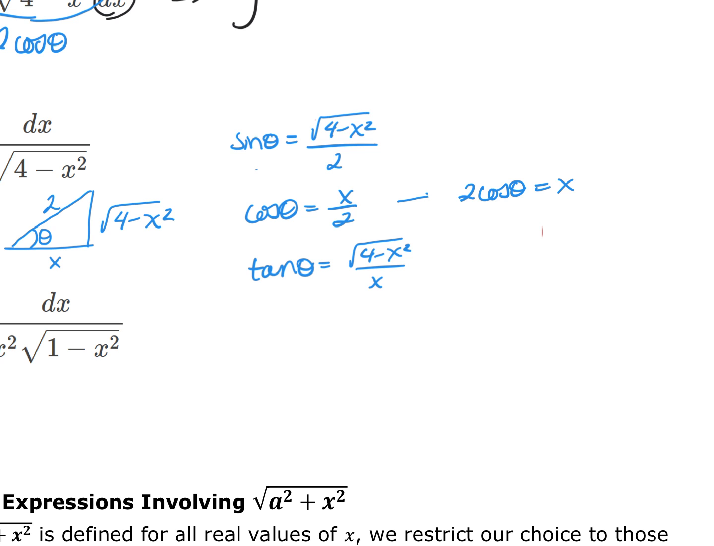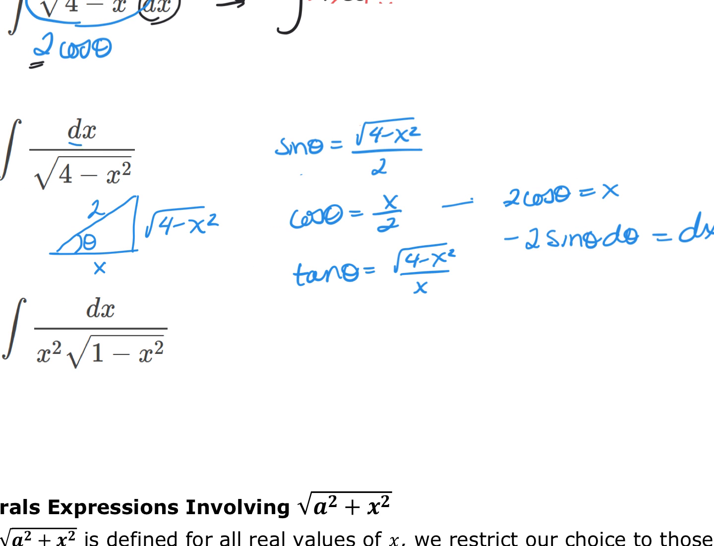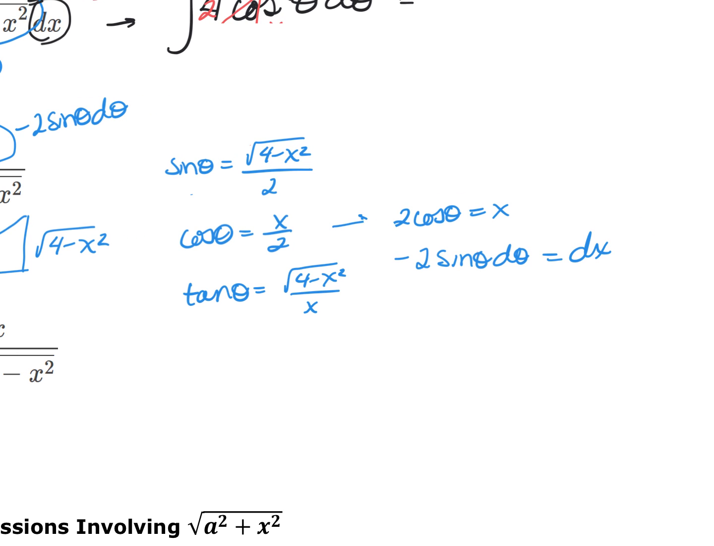Now I'm ready to do derivatives. So I'm going to take the derivative of the left and the right, and I'm going to get negative 2 the sine of theta d theta is dx. So now I have my dx replacement. This gets replaced with negative 2 the sine of theta d theta. And similarly, I'm going to take this and I'm going to solve for the square root. And so I'm going to have 2 the sine of theta is a replacement for the square root of 4 minus x squared.